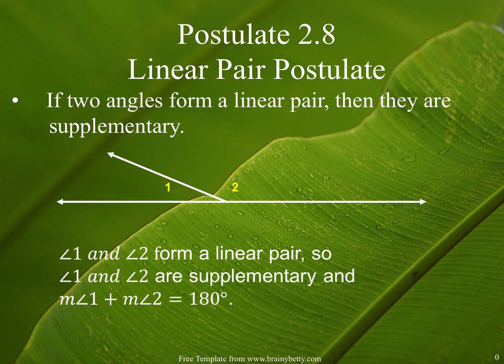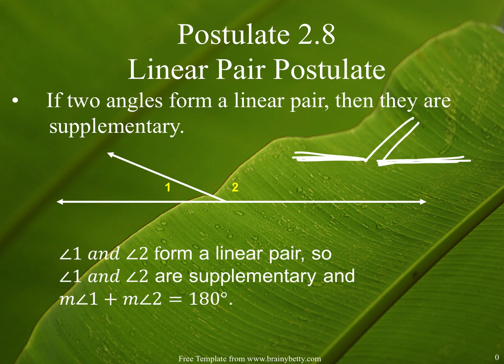So can someone tell me the difference between linear pair and supplementary? Linear pairs still have to do with angles. The difference is this. Looking at this image right here, this is a linear pair. Can someone tell me the difference between a linear pair and a supplementary pair? What's the difference between these two if this was a straight line? Good, one's touching and the other isn't.